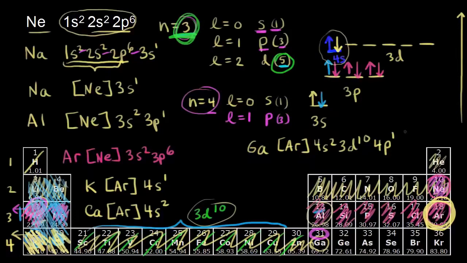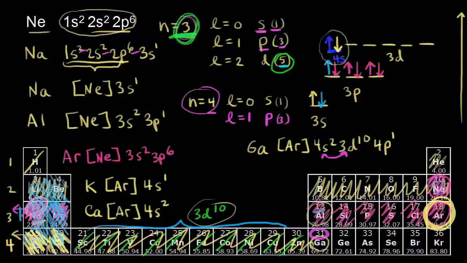So argon, 4s2, 3d10, 4p1. Sometimes you might see the 3d10 and the 4s switched in terms of their order. So you might see 3d10, 4s2, 4p1. And it doesn't really matter how you do it. You'll see both ways done.